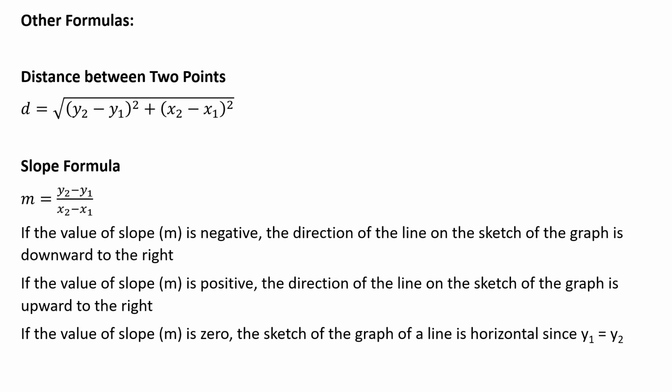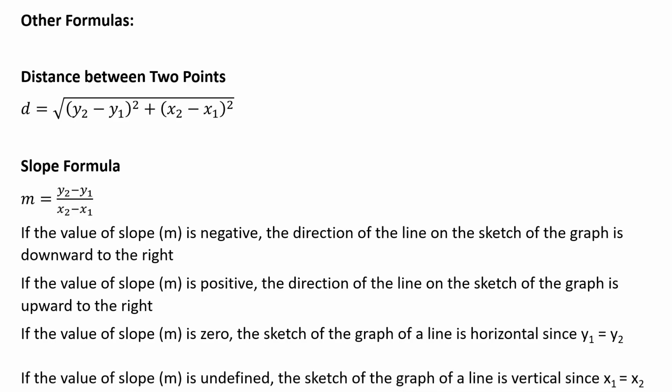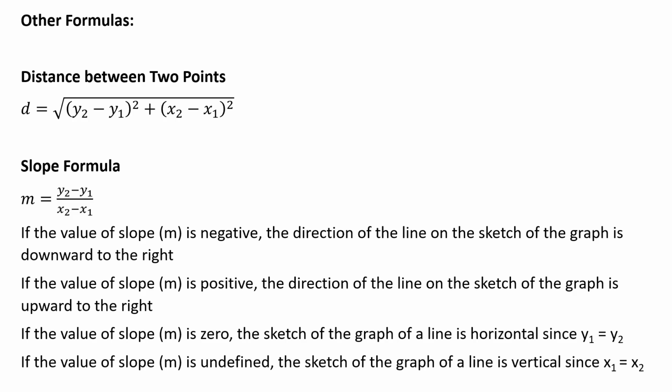If the value of the slope is 0, the sketch of the graph of a line is horizontal, since y1 = y2. And if the value of the slope is undefined, the sketch of the graph of a line is vertical, since x1 = x2.